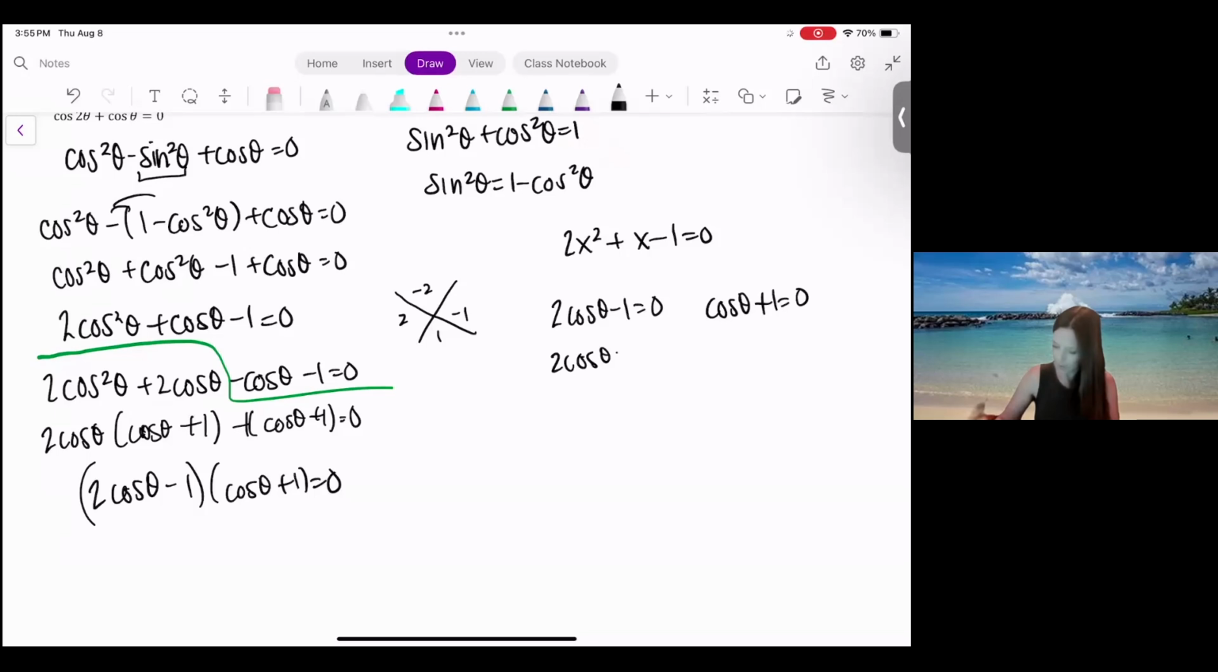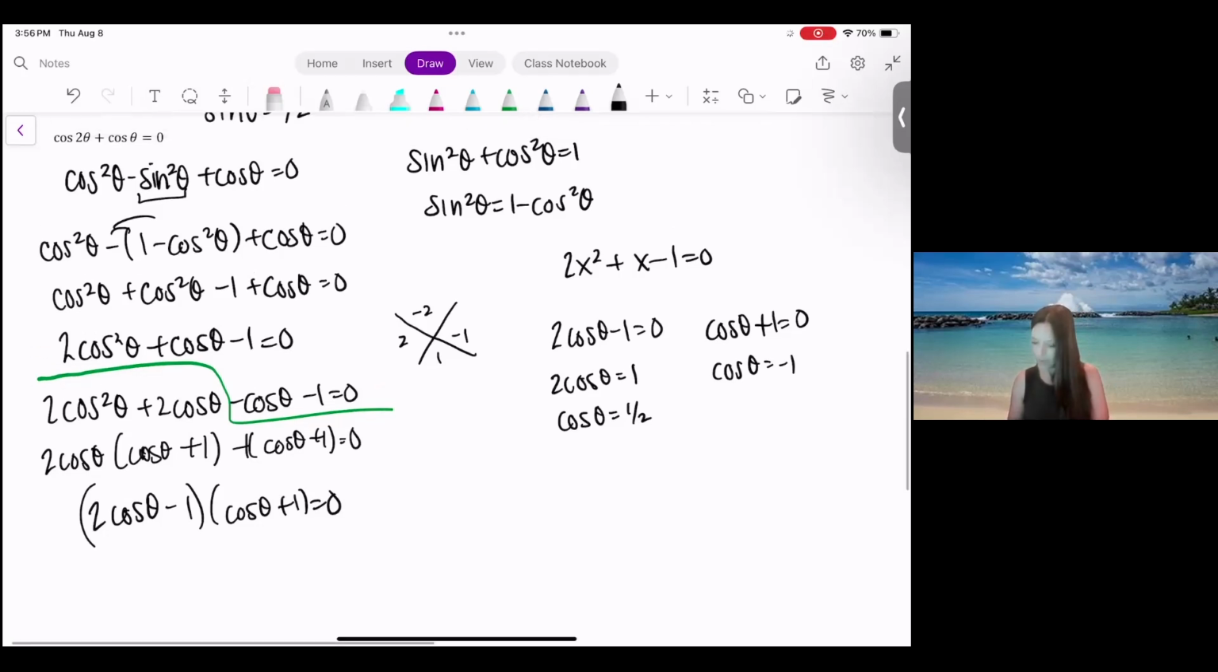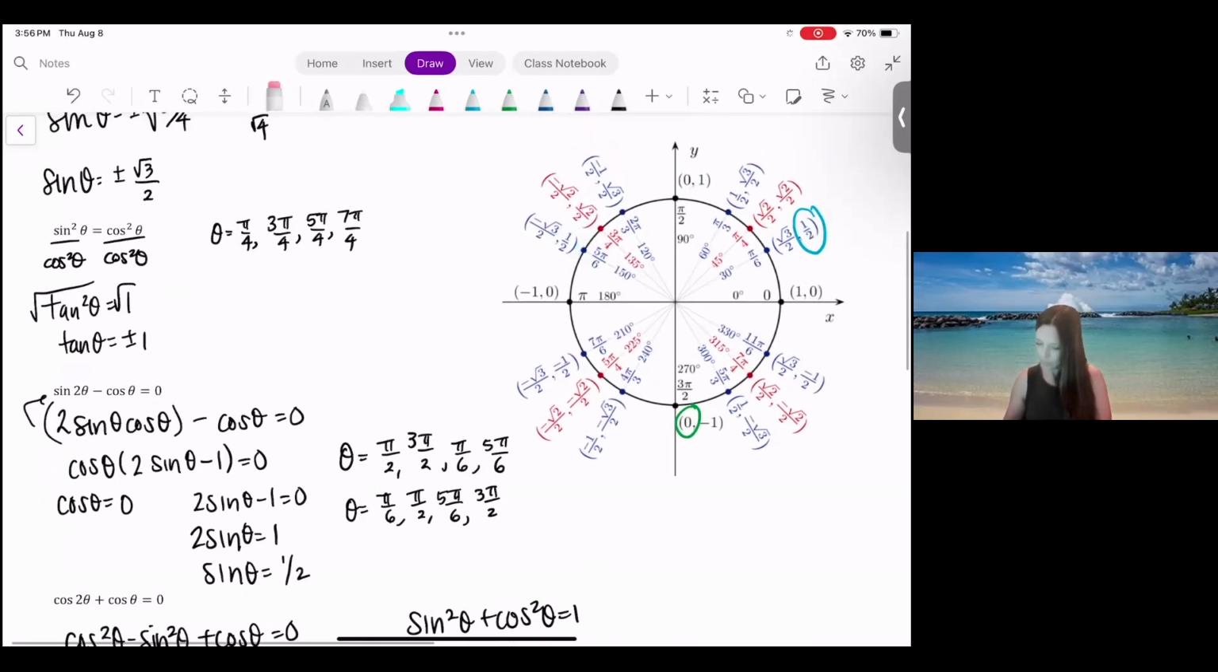Adding 1 to both sides and dividing by 2 gives me cosine theta equal to 1/2. And then subtracting 1 from both sides gives me negative 1. So where is x 1/2 and where is x negative 1? Let's go back up to our unit circle. We're looking for 1/2 and negative 1 for my x term. x is equal to 1/2 here and negative 1 here and 1/2 here. That means that my solutions are pi over 3, pi, and 5 pi over 3.